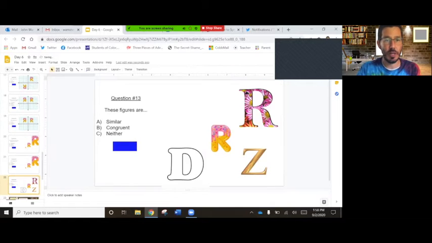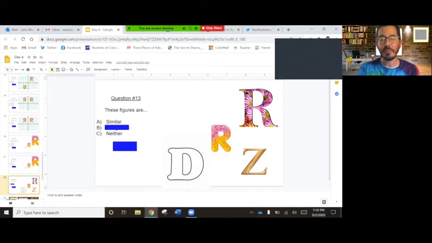I think I got one more question. One last question. These figures are A, similar, B, congruent, or C, neither. They're not congruent. Let's just do this real quick. Let's eliminate congruent while we're talking about this. They're not congruent because they're not the same shape at all. And these aren't similar because they're not the same shape or size or anything.